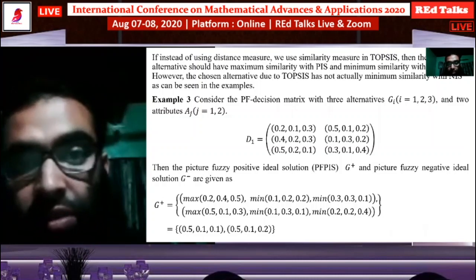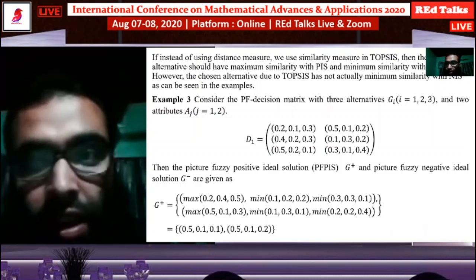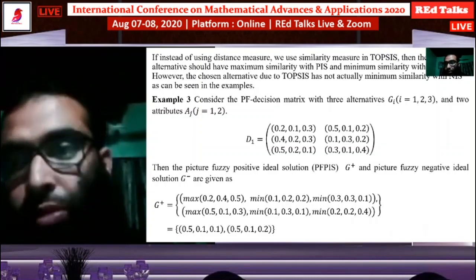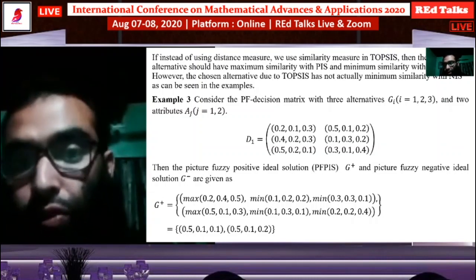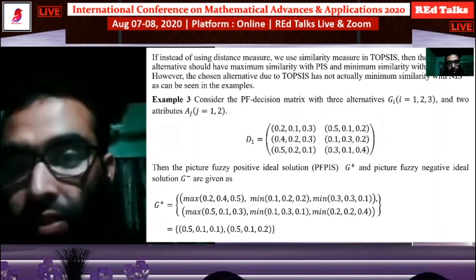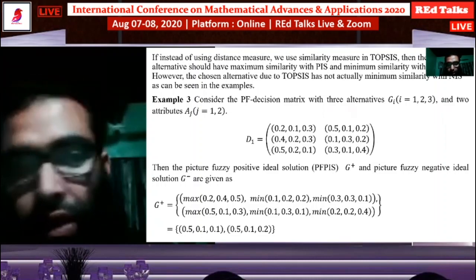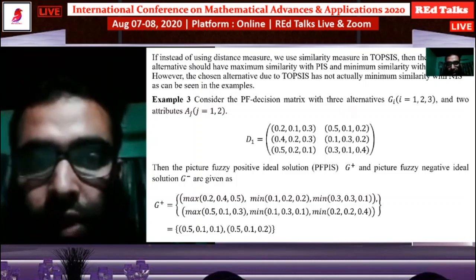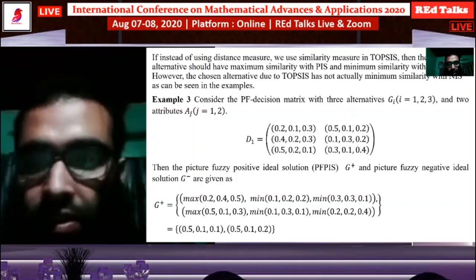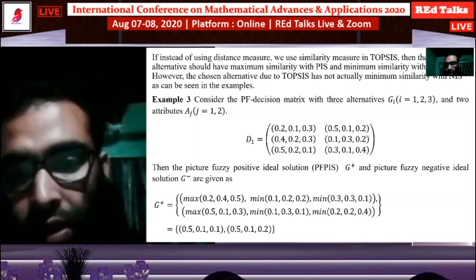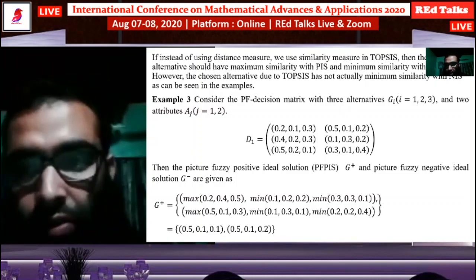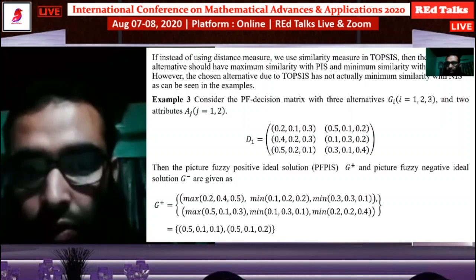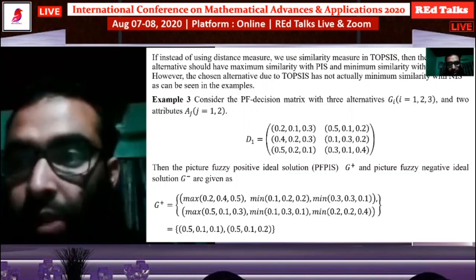If instead of using a distance measure, we use a similarity measure in TOPSIS, then the chosen order should have maximum similarity with the positive ideal solution and minimum similarity with the negative ideal solution. However, the chosen alternative due to TOPSIS does not actually have minimum similarity with the negative ideal solution, as can be seen in the example below. We take a multi-criteria decision making problem. Here we have 3 alternatives, G1 to G3, and 2 attributes, A and B. We have to select the best alternative.